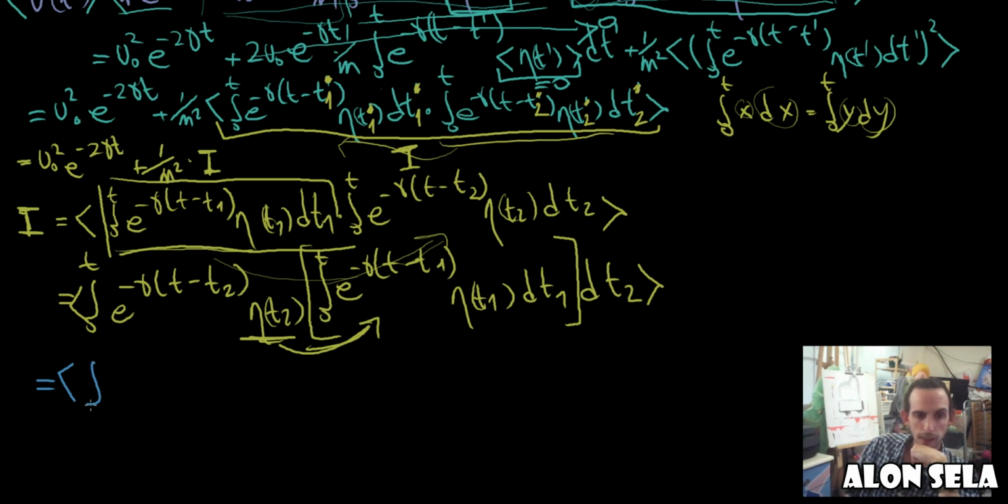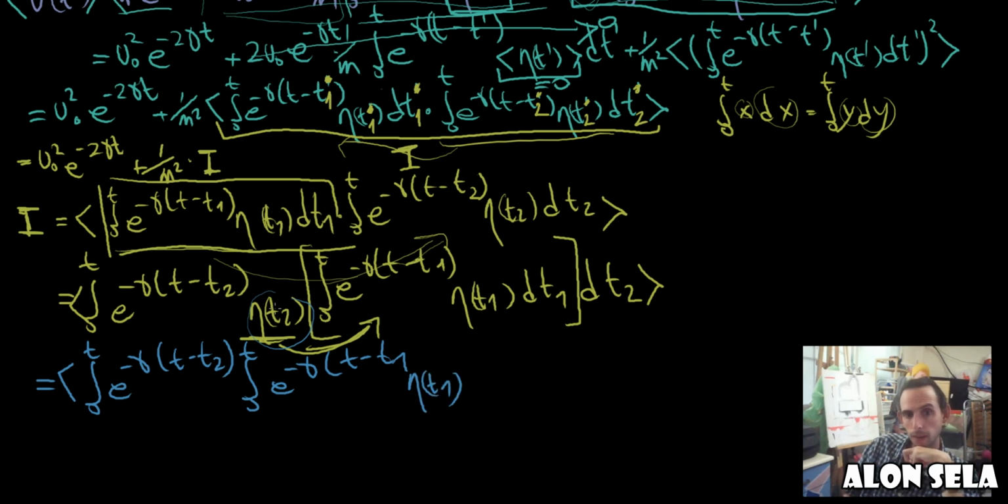We have the expectation from 0 to t of e to the minus gamma (t minus t2), and now we are pulling this inside. So we have the integral from 0 to t of e to the minus gamma (t minus t1), and we have eta at t1. We are pulling this inside, so we have times eta at t2, we have dt1, and we have dt2 and the expectation. So this is the inner integral.